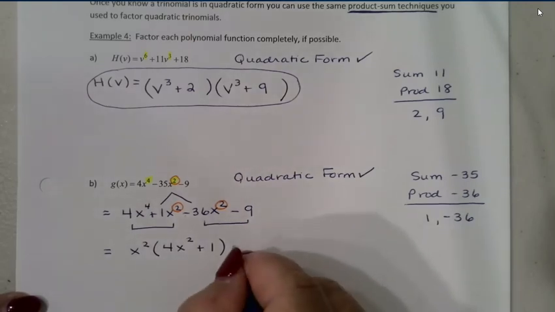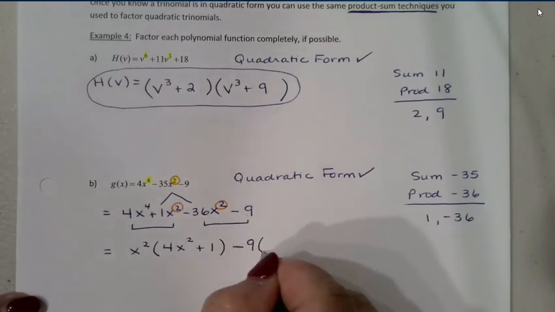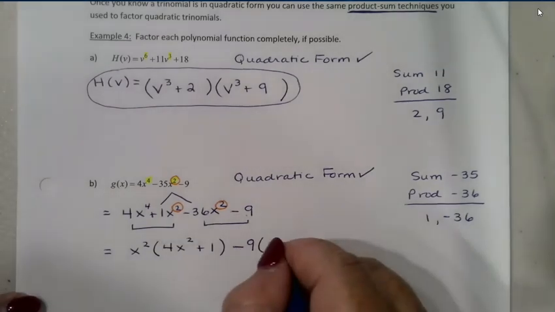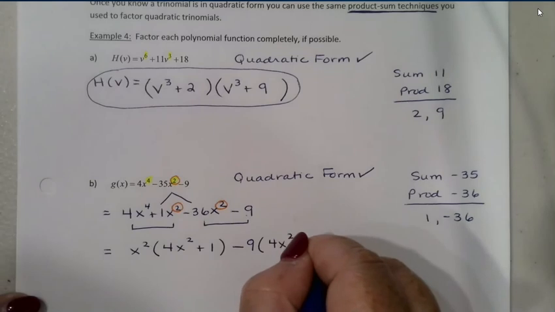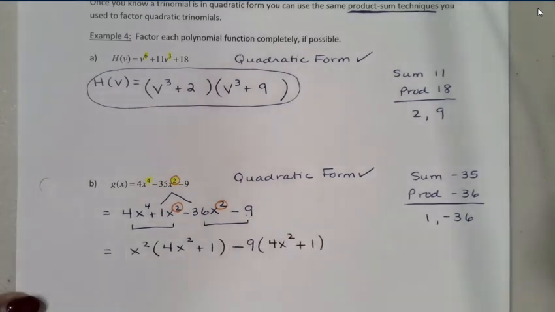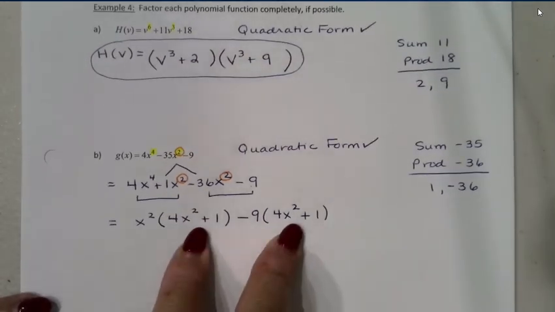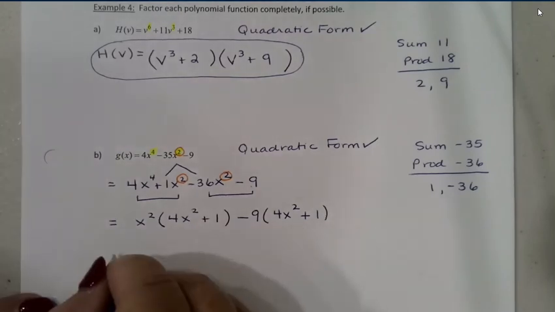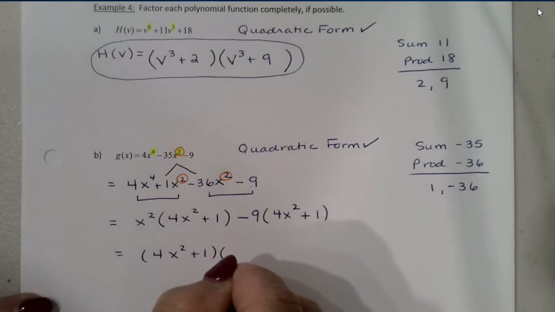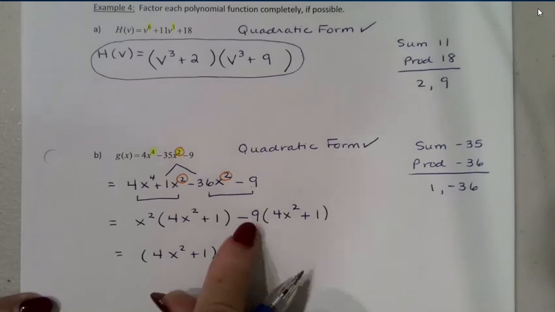Minus sign between the groups, so I'm going to factor out a negative, and 9 goes into both of those. So let's see, negative 36 divided by negative 9, positive 4x squared, negative 9 divided by negative 9, positive 1. Looks like our grouping method worked. We do have the same binomial in the parentheses. So I'm going to factor out that 4x squared plus 1, which leaves me this x squared, and in that one it leaves me the minus 9.